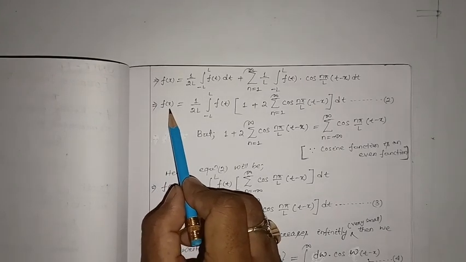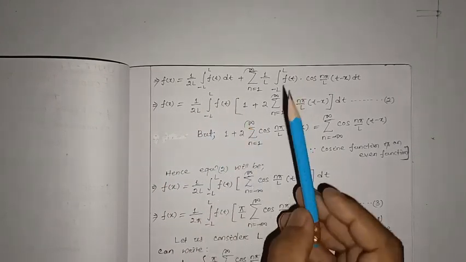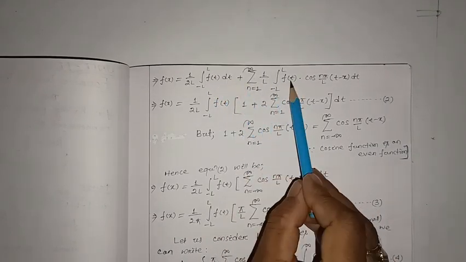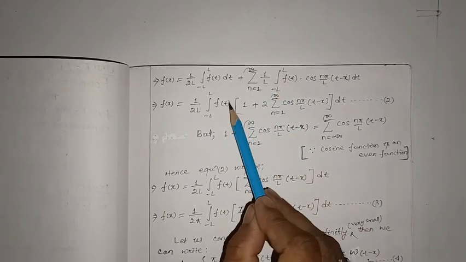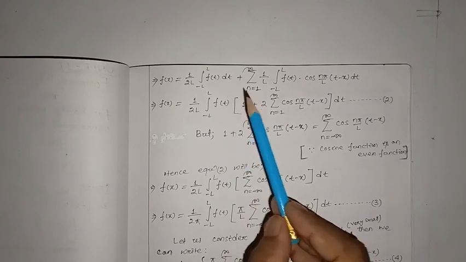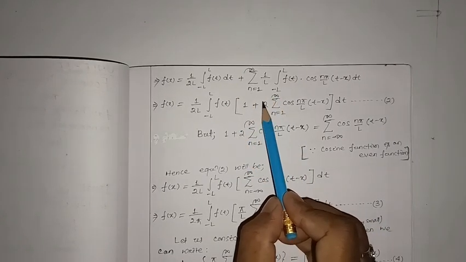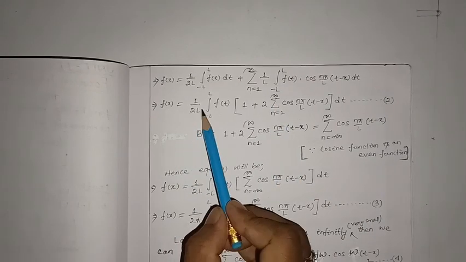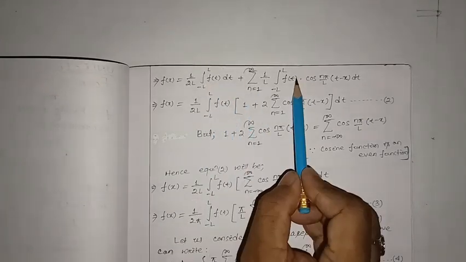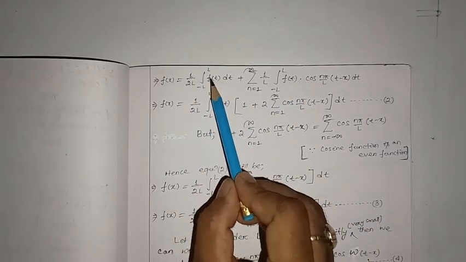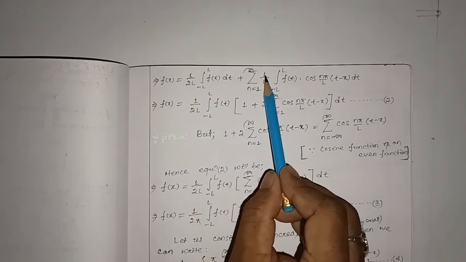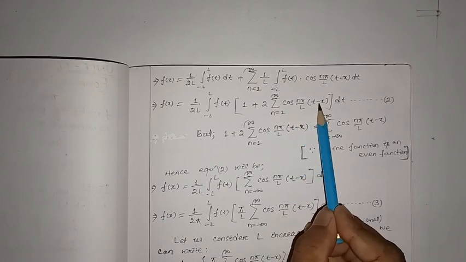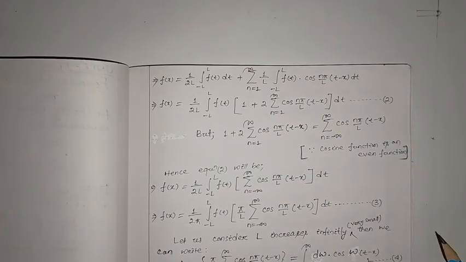Now that implies f(x) will be (1/2L) ∫ from -L to L of f(t). See, both these two terms are common, can be taken outside from these two terms. This will be 1 plus, here I have written 2 into summation from 1 to infinity, because whenever I take 1/2L common from these two terms, then 2 will obviously be multiplied over here. So 2 into summation over n equal to 1 to infinity cos((nπ/L)(t minus x)) dt. Let this be your equation number 1.